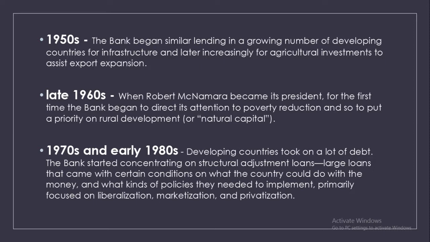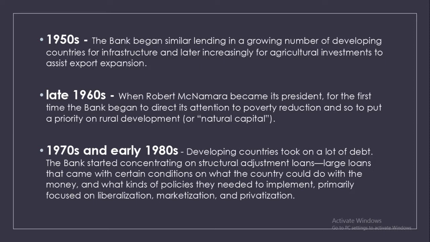By the late 1960s, for the first time, the bank began to direct its attention to poverty reduction and so to put a priority on rural development. One focus was on improved access to development resources for small farmers who had been bypassed by previous development projects. Success was mixed at best, however, and agriculture lending fell drastically in subsequent years.